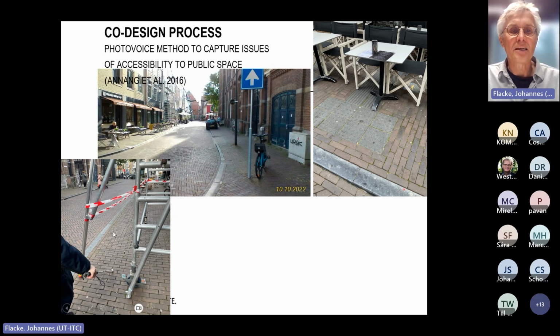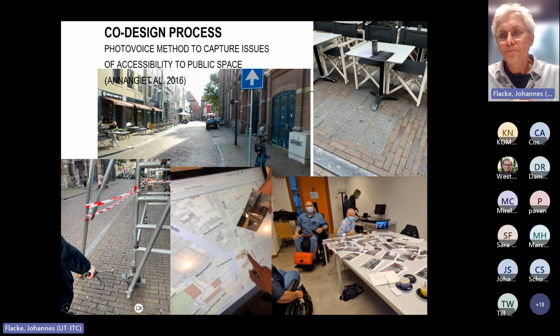So barriers like here, this is the scaffold on the sidewalk, problems of tables being put on guidelines in the ground. These are guidelines for people working with a blind stick, or even streets with cobblestones where people with a wheelchair can't go well. So they took a number of photos, and then we printed them and discussed them together. What you see here on the photo in the lower right corner, we discussed all the photos from them.